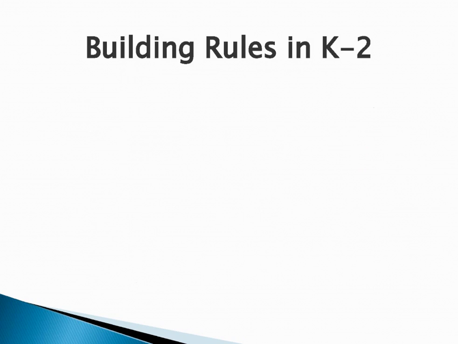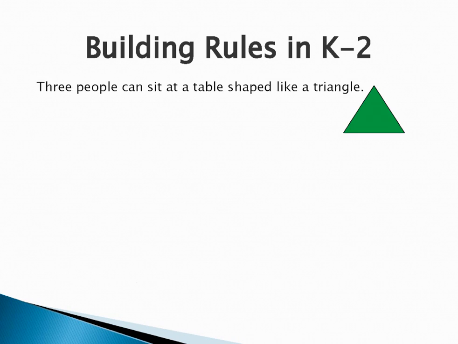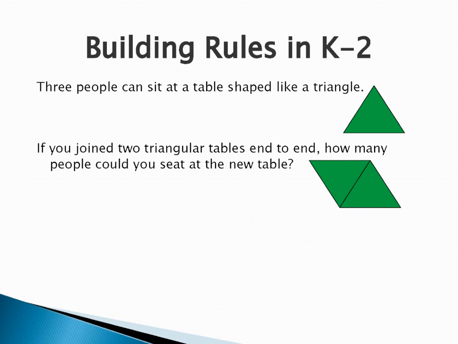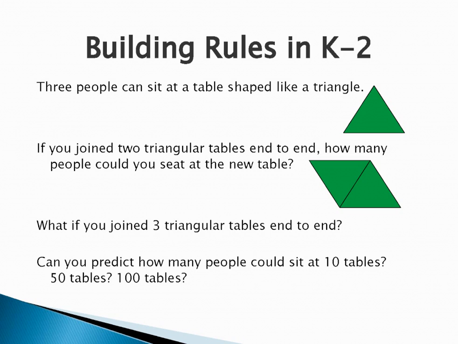The building rules to represent functions habit of mind begins in the primary grades when students are asked to predict patterns, analyze change, and describe and justify their rules. Here's a task that could be used with early elementary students. Three people can sit at a table shaped like a triangle. If you join two triangular tables end to end, how many people could you seat at the new table? What if you join three triangular tables end to end? Can you predict how many people could sit at 10 tables, 50 tables, 100 tables?